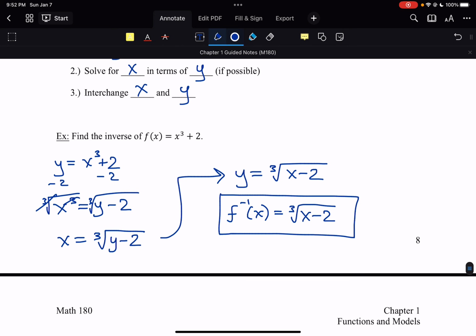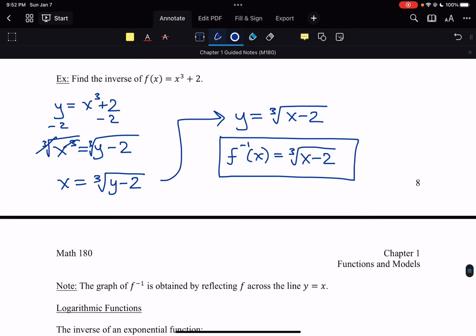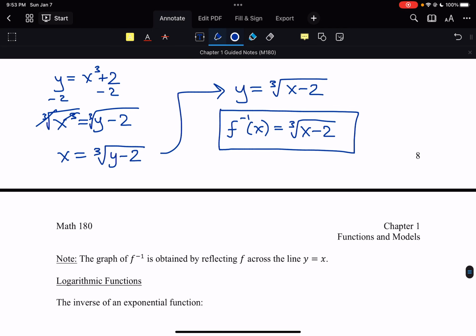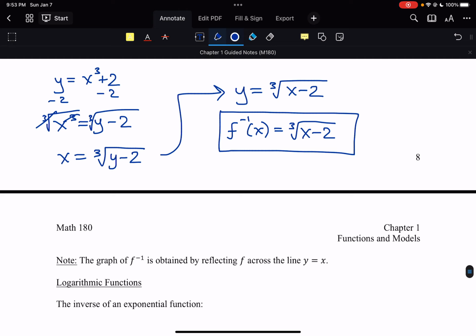Now, in the process of switching these variables, of changing the roles of x and y, we can see the effects on graphs. The graph of f inverse is obtained by reflecting f across the line y equals x. So basically what's happening is all of the x's are becoming y's and the y's are becoming x's. And in doing so, the graph reflects. It flips its position. And we'll see an example of that in just a minute.